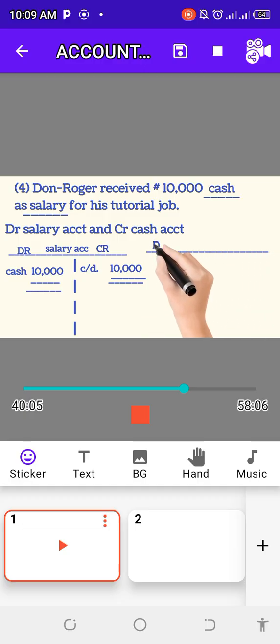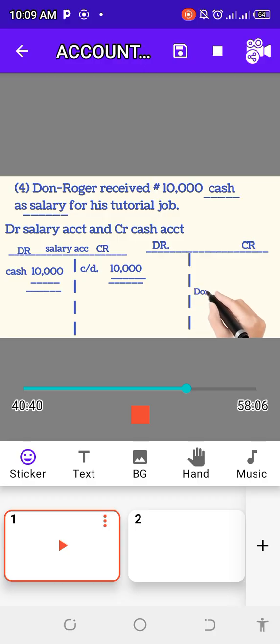Then the next one is the cash account. The cash account is an asset account, and assets are reduced by the credit side. Don Roger's salary is what? 10,000.